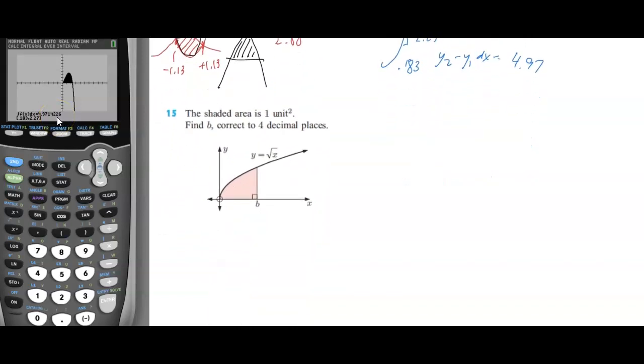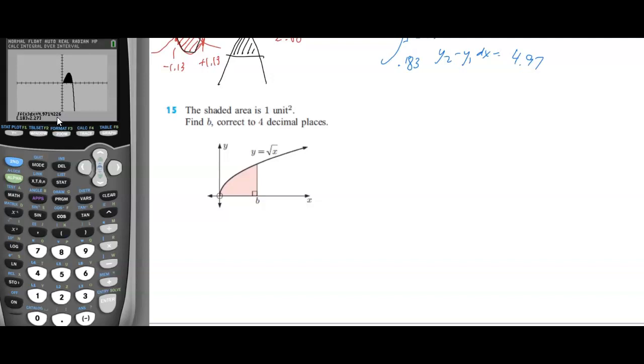Okay. Last of all, number 15. The shaded area is 1 unit squared. Find b correct to 4 decimal places. So this is one of those backwards problems where they give us the answer, and we don't know the limit. So if we're going to integrate this, we need to integrate from 0 to b. And the function is square root of x, right? For some reason, they give us the answer, which is 1, but they didn't give us b. So how are we supposed to do this problem?